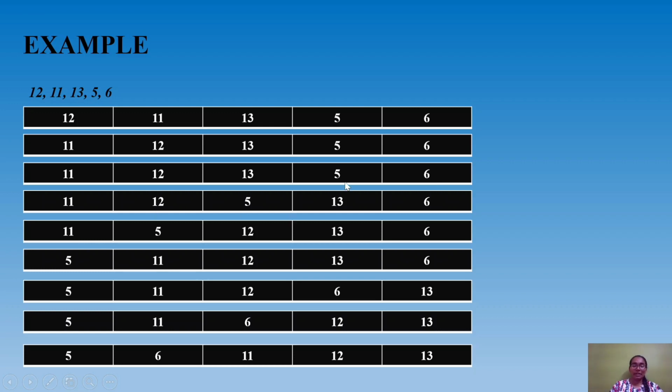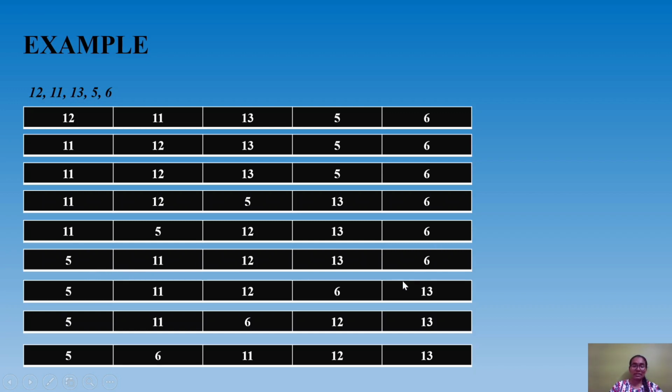Now 5 will be compared with 13. As 5 is less than 13, 13 will move one position ahead and then 5 is compared with 12. As 5 is less than 12, again 12 will move one position ahead and 5 is compared with 11. As 5 is less than 11, 11 moves one position ahead. As there are no other elements, this is the last comparison. Then 5 comes to the place of 11. So after comparing, we get the array elements as 5, 11, 12, 13 and 6.